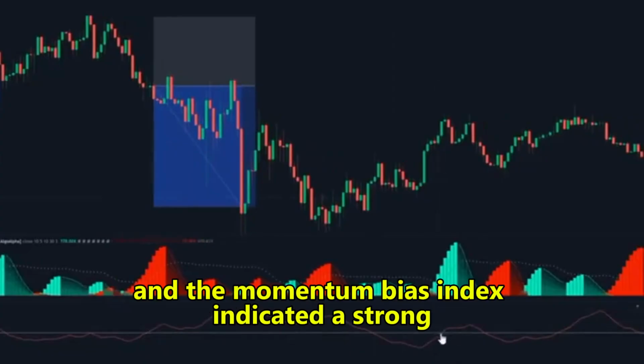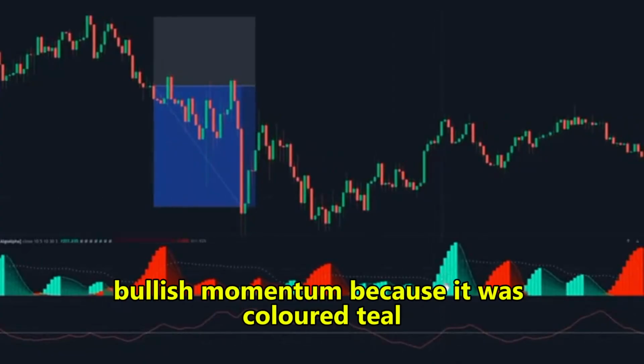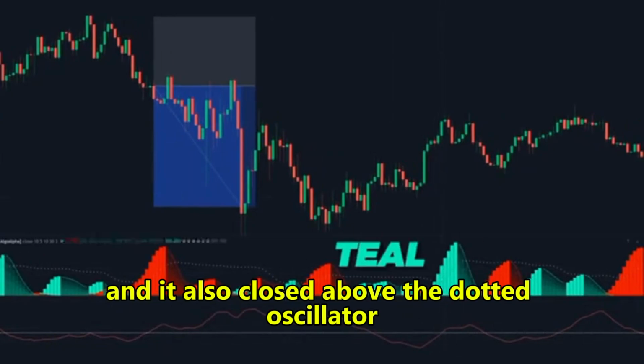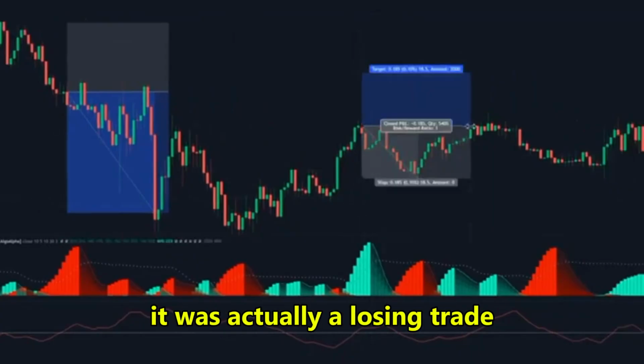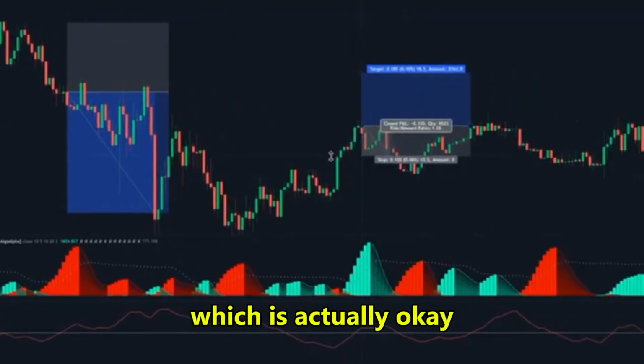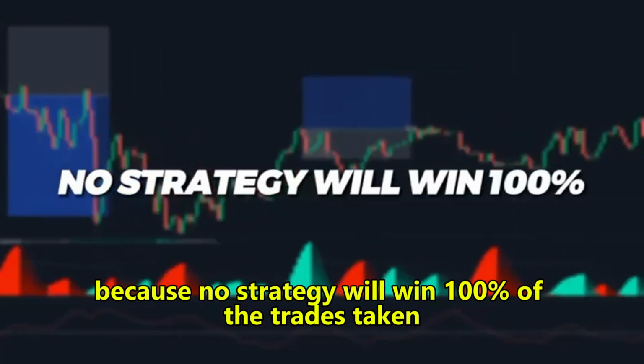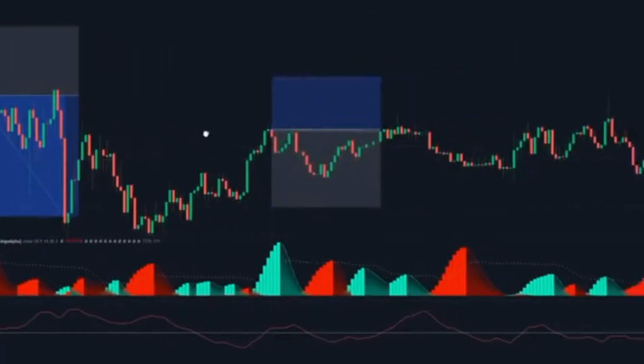Here's another crossover, and the momentum bias index indicated a strong bullish momentum because it was colored teal and it also closed above the dotted oscillator. But looking at this trade, it was actually a losing trade, which is actually okay because no strategy will win 100% of the trades taken.